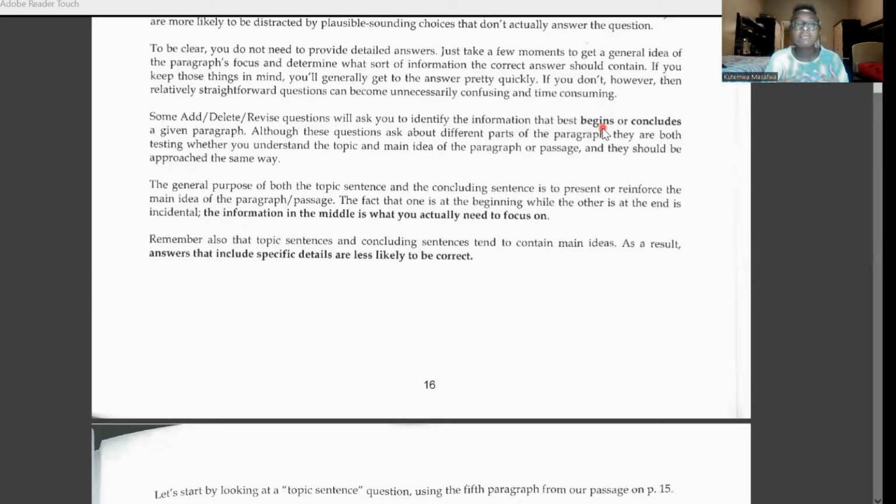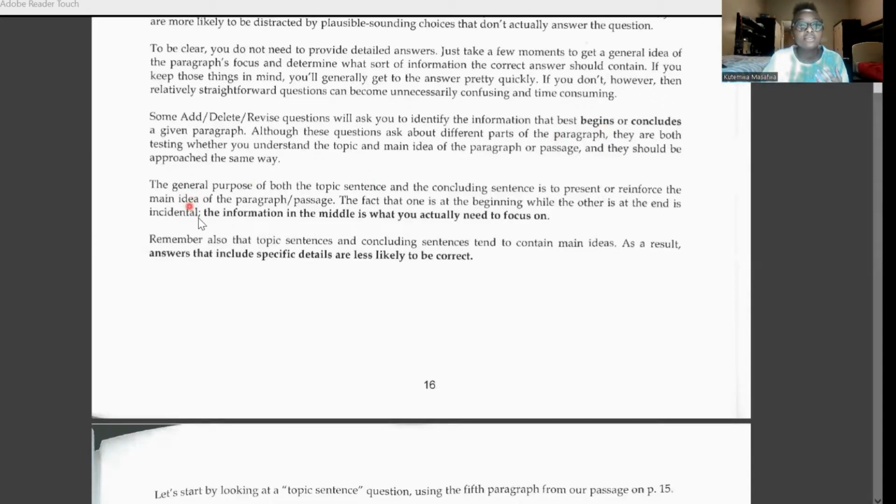And then if you're being asked about something that concludes a given paragraph, of course, you have to check it against the information that comes before that, right? You have to check the information that's within the paragraph. Okay, does this sentence actually conclude the discussion? Does it have the ideas that are in the rest of the paragraph? And that's what's going to guide you, right? Whether something accurately begins or concludes a paragraph.